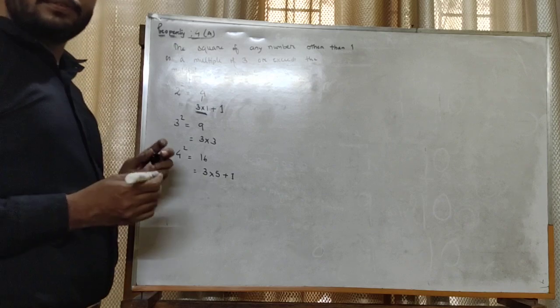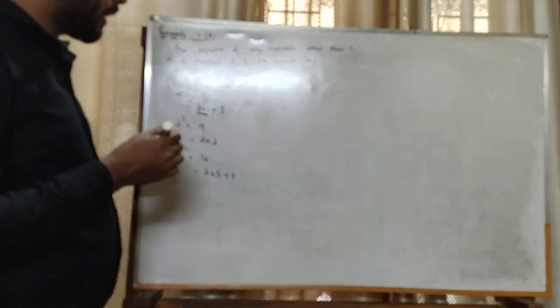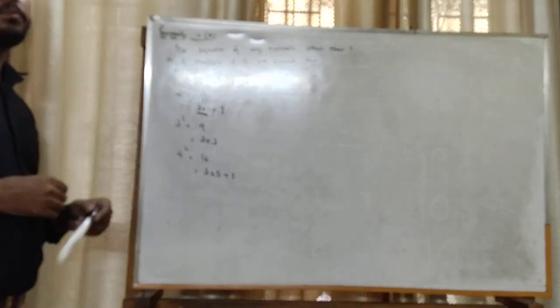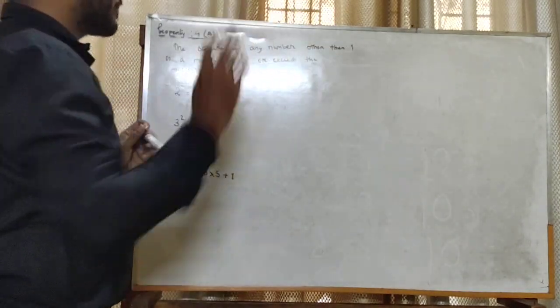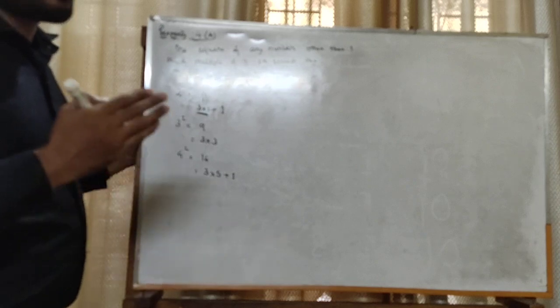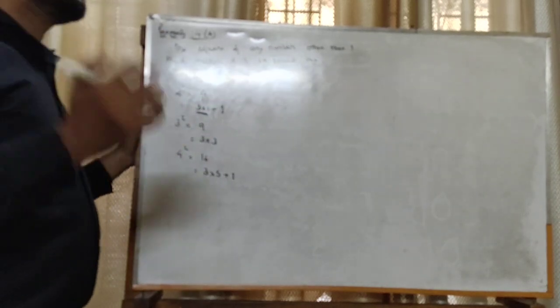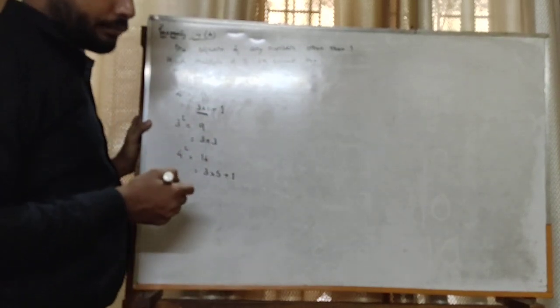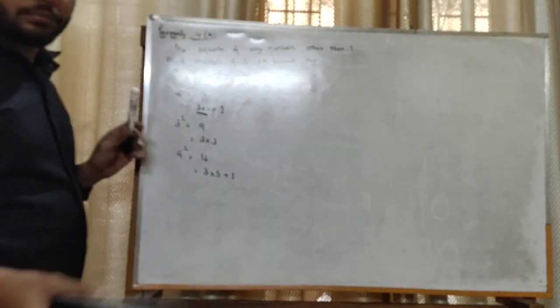Okay, this is the property 4a. The square of any natural number other than 1. This property will not apply on 1. Other than 1, like 2, 3, 4, 5, 6 and any other natural number, this property will be applied. I think it is clear to you.